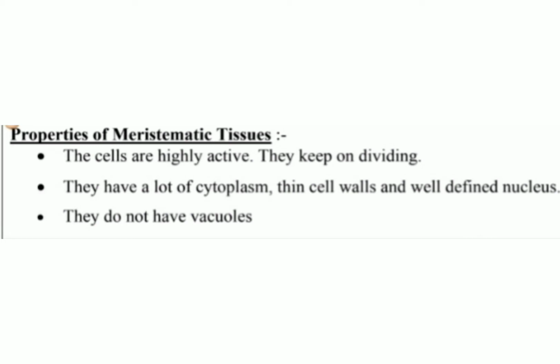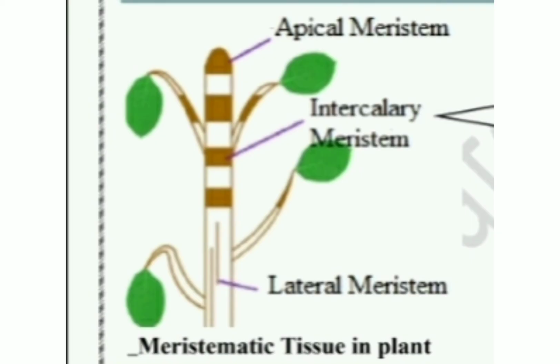Now we'll see a diagram which shows the presence of all these three types of meristems. Apical meristem is present at the tip, intercalary meristem on the sides, at the base of the internodes, and the lateral is present on the sides, which helps to increase the girth of the stem. So this diagram is important from the exam point of view. So do practice drawing it and learn all the three positions of these meristematic tissues.